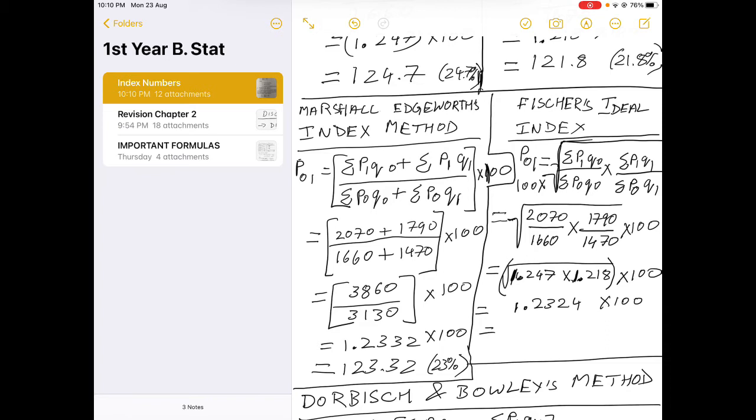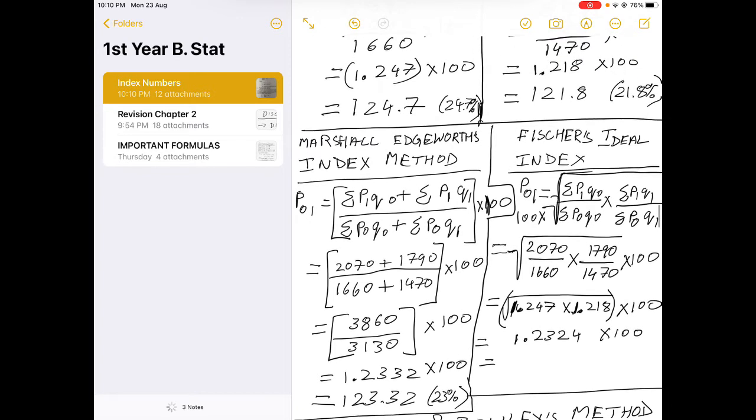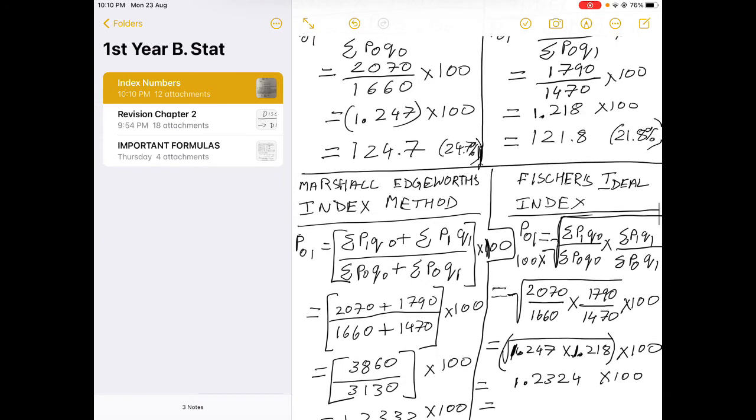Now, when I calculate Fisher's ideal index number, please note the formula is a bit different. Where in Marshall-Edgeworth's method I added the Laspeyres values to the Paasche values, here we multiply the two indexes. So I take the formula for Paasche, and take the formula for Laspeyres' index number.